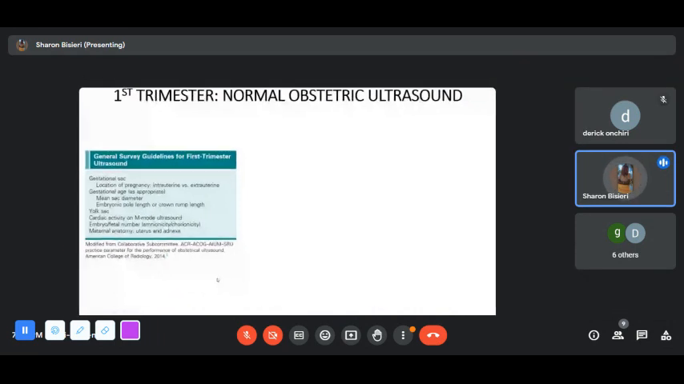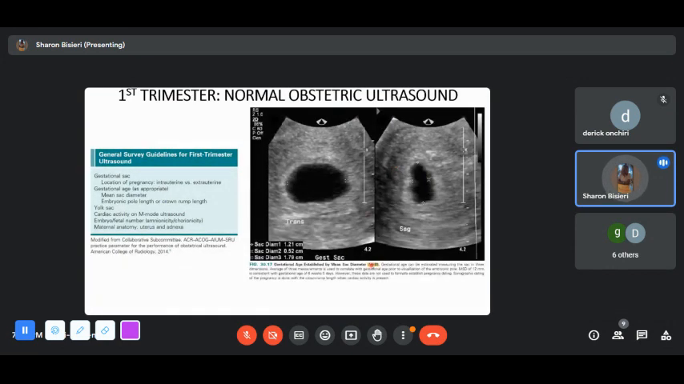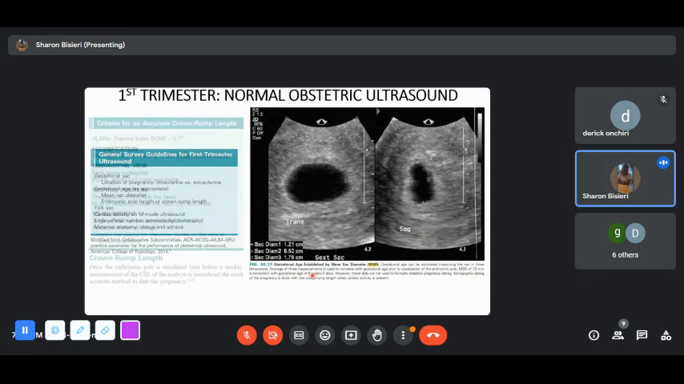Posterior and your height. So once you get these 3 measurements, you get the average, and that is your mean sac diameter. In this case, the average is coming to 12 millimeters, and that was corresponding to 6 weeks gestation.